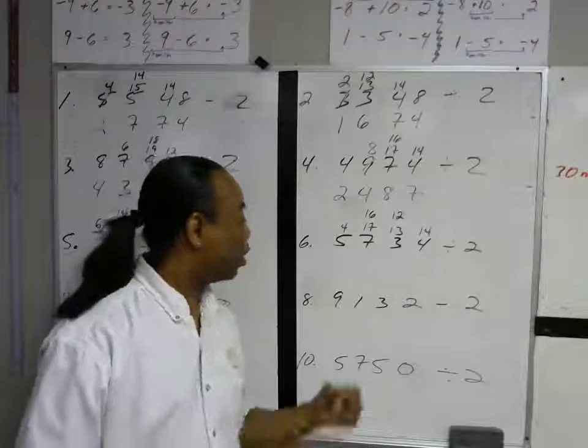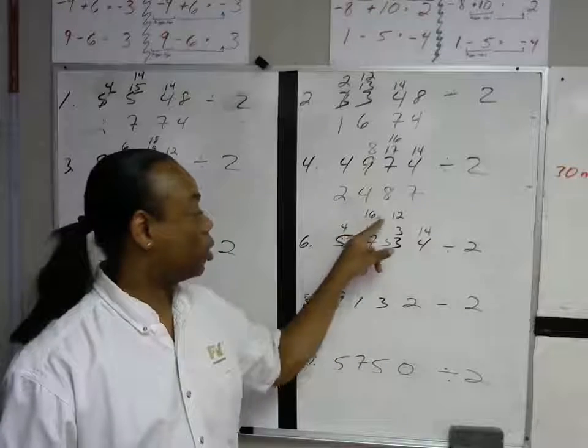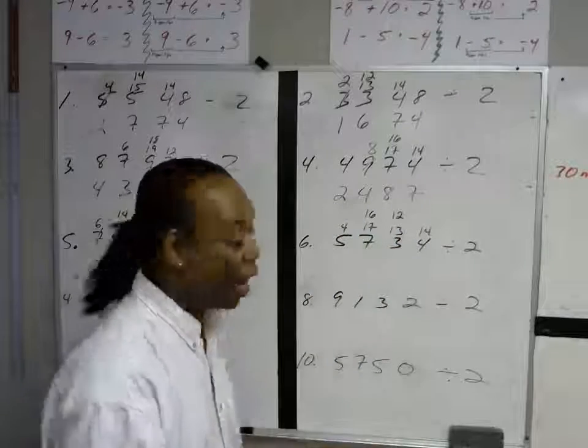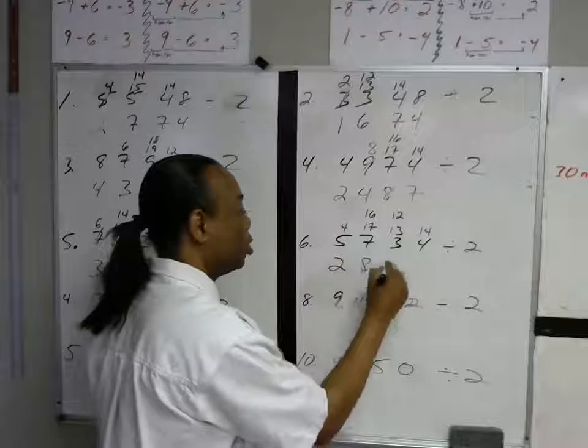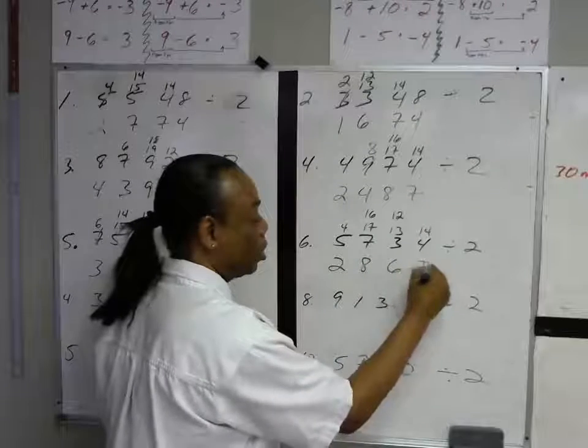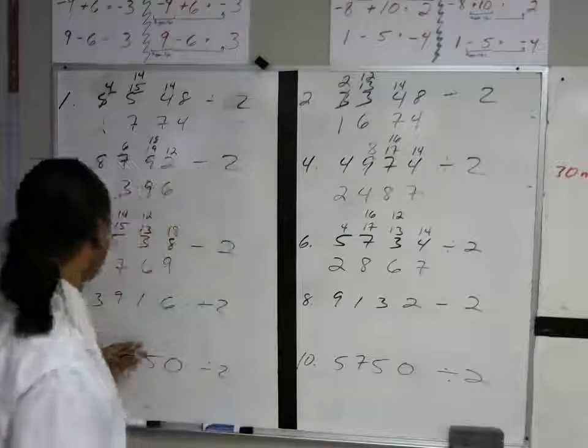Now let's take half of all the numbers here. The 4, the 16, the 12, and the 14. Half will be 2, 8, 6, and 7. Okay, now let's look at number 4.